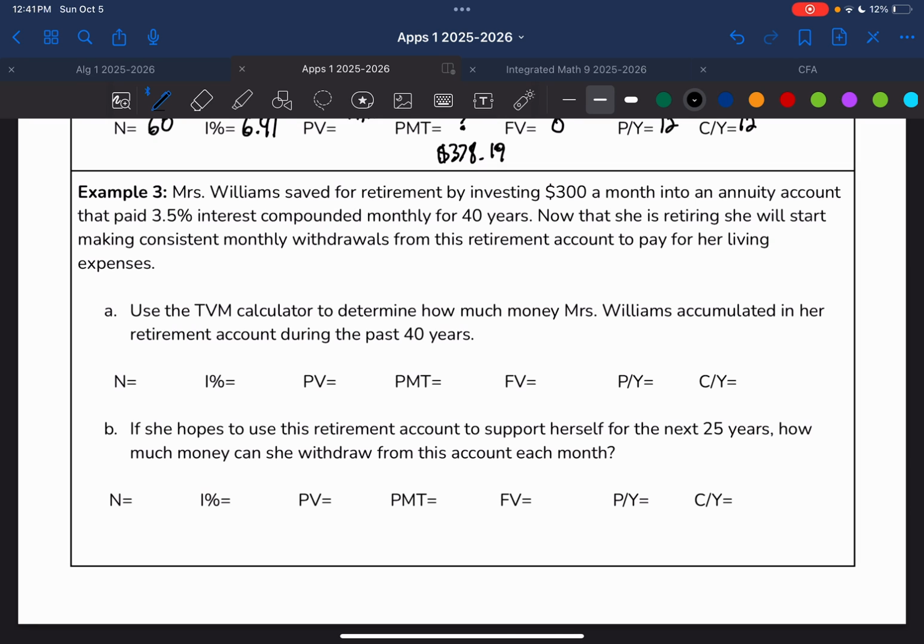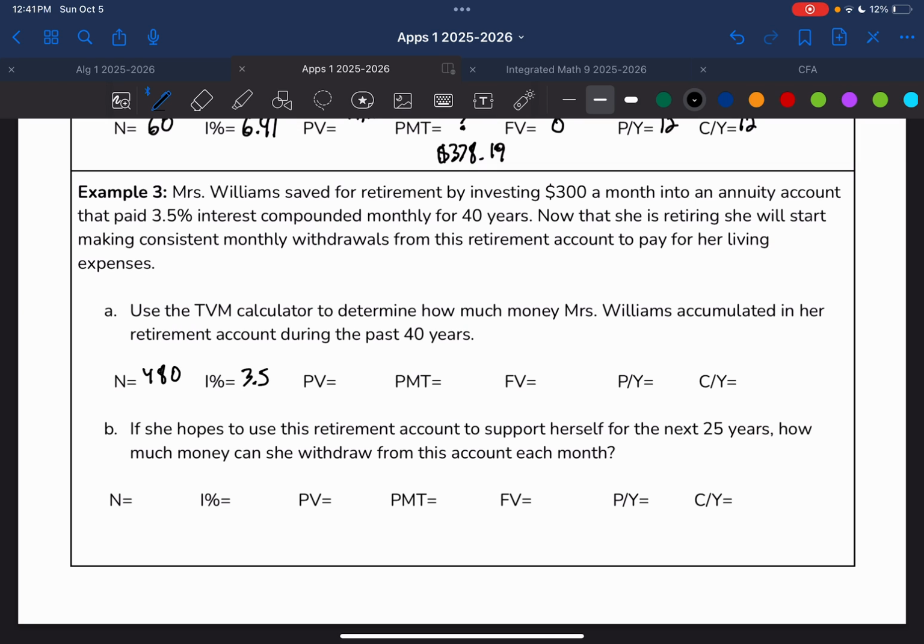So let's start by just using the TMV calculator to figure out how much money will be in her retirement account when she retires after working for 40 years, right? Putting $300 a month into this account for 40 years. Let's see. So 40 years at 12 months per year. That's going to be 480 total months that she was putting money into this, earning 3.5% interest the whole time.